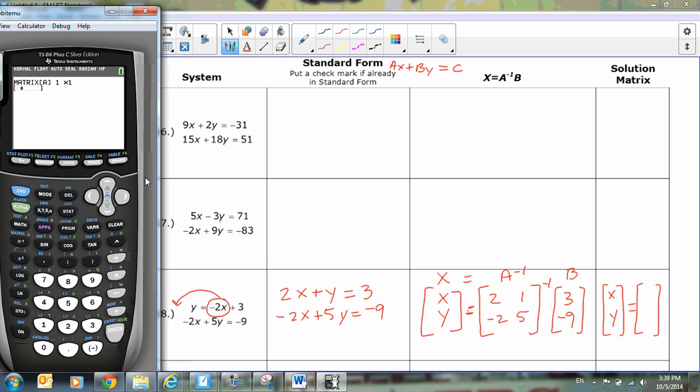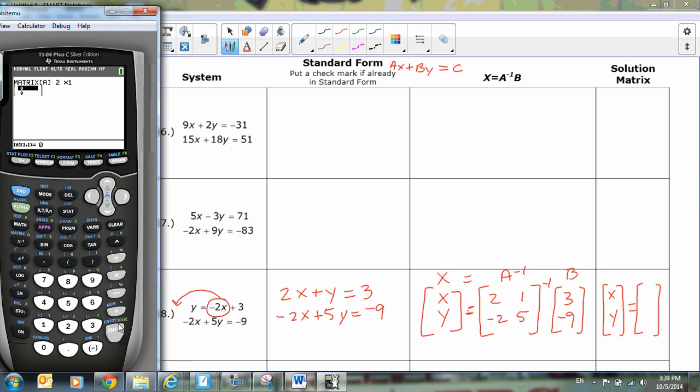Now the first thing the calculator will ask you is the dimensions of matrix A. Well, matrix A has 2 rows and 2 columns, so it needs to be a 2 by 2 matrix. So just hit 2, enter, and then hit 2 again and enter.